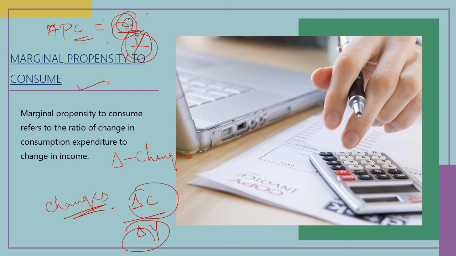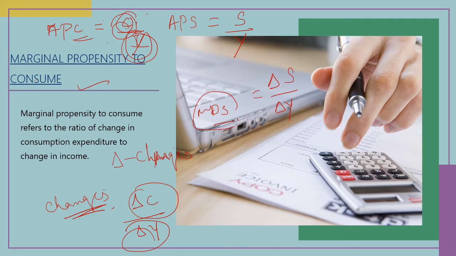What is and the next one is what is APS? It is a total savings by total income. MPS, same I told you, changes in savings by changes in income. That's all. So you have to write the answer like the ratio or proportion to the changes in income to the changes in savings is called as MPS. So this is called as MPS.